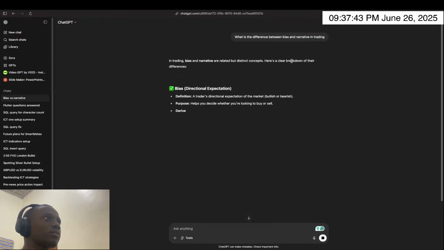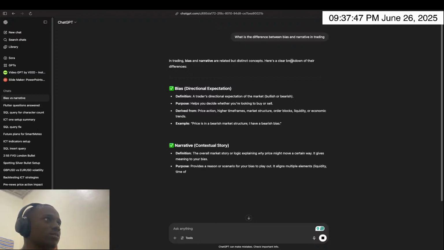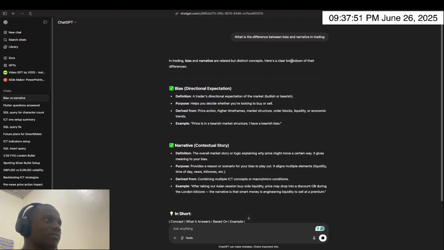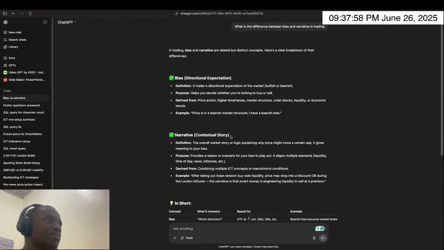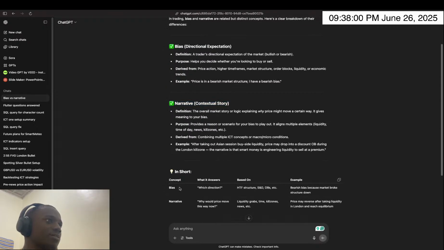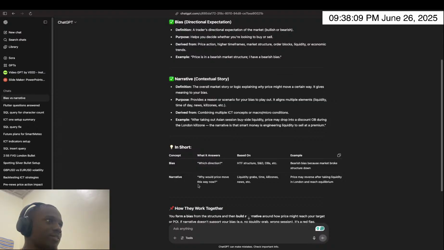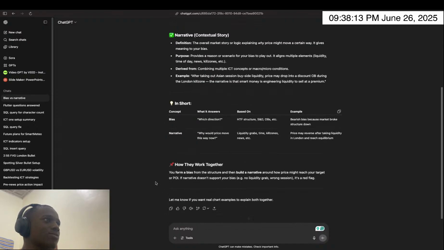Okay, so bias is an expectation, a direction expectation. Narrative is why price might move a certain way, which gives meaning to your bias. The narrative is the story, the bias is which direction. It's higher time frame structure, supply and demand, or which blocks, the narrative. Why would price move this way now? Grabs, time zones, kill zones, and so on.